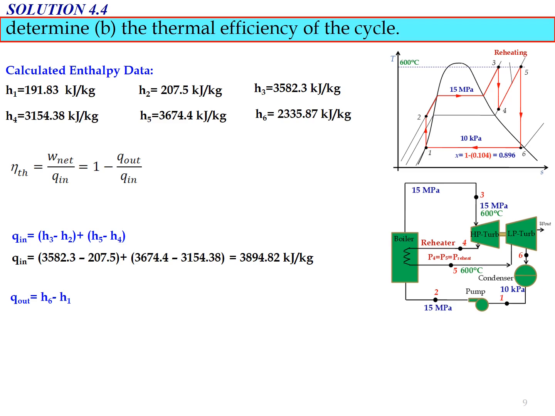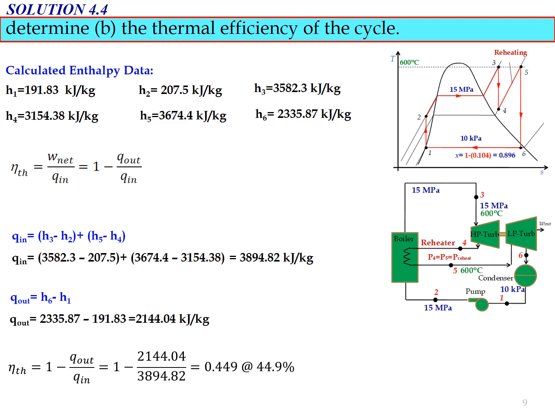And the formula for Q out will be equal to H6 minus H1. Substitute the values. So Q out will be equal to 2144.04 kJ per kg. Substitute the values of Q in and Q out into the thermal efficiency equation. The thermal efficiency for this question for the ideal reheat Rankine cycle will be equal to 0.449 or 44.9%. That's how we answer the question involving the ideal reheat Rankine cycle.